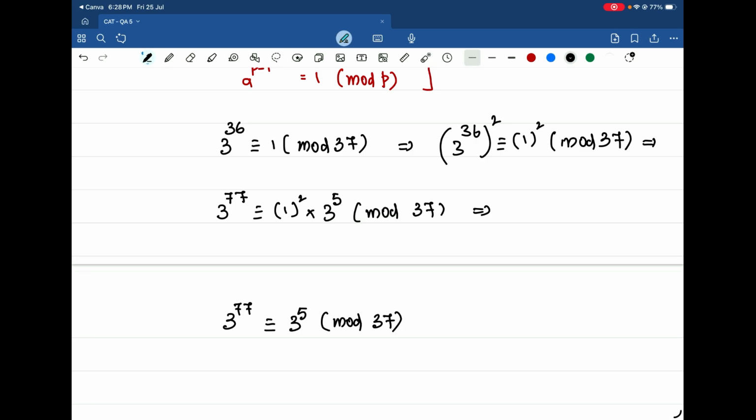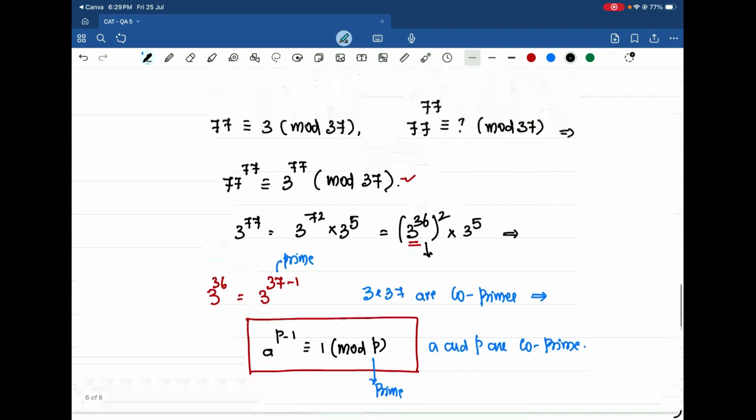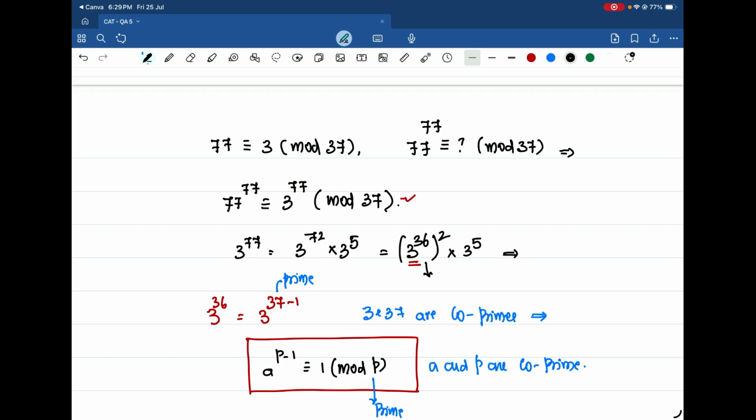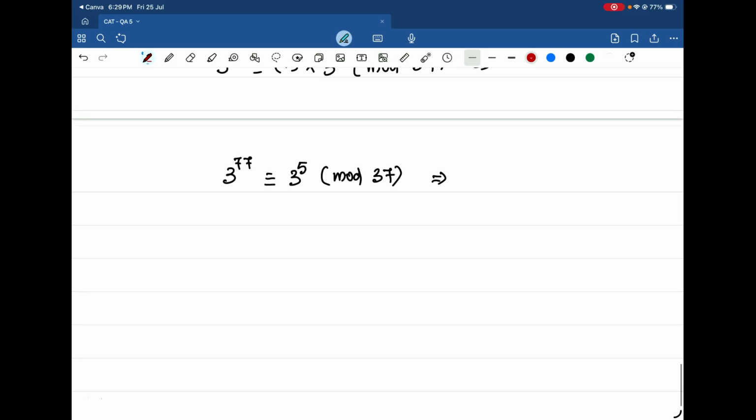What is the value of 3 to the power of 5? 3 to the power of 5 is equal to... that implies 77 to the power of 77 is as good as these two, we are relating 77 to the power of 77. That implies 77 to the power of 77 is equivalent to 3 to the power of 5 mod 37.